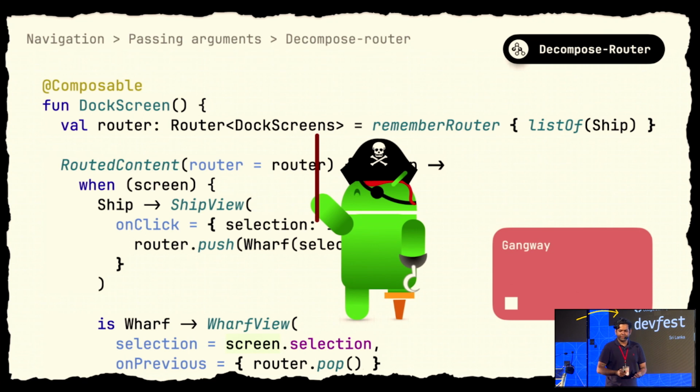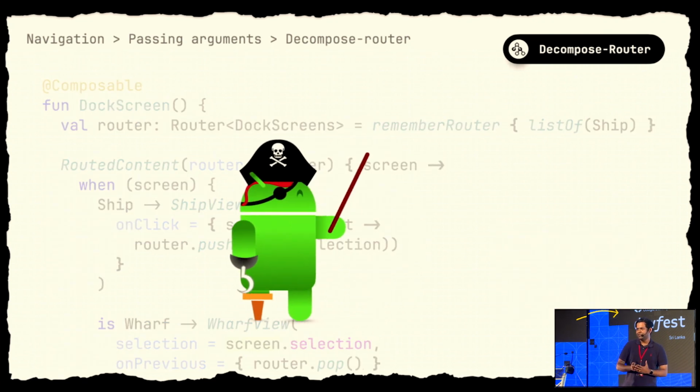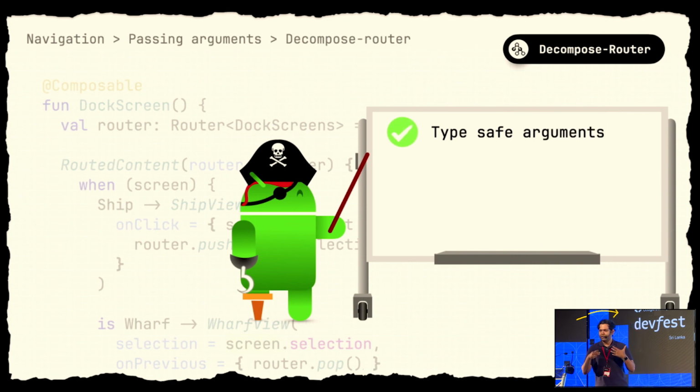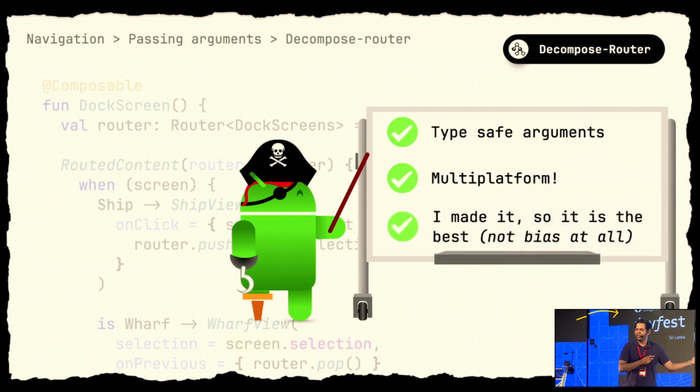Let's have a quick review. With Decompose Router, I'd say, hey, it is completely type-safe. You're just dealing with raw classes as Kotlin can express that. And it's also multiplatform. It works on iOS, desktop, and also on the web targets. And number 3, this is mostly important because I made it, so therefore it must be the best thing ever.